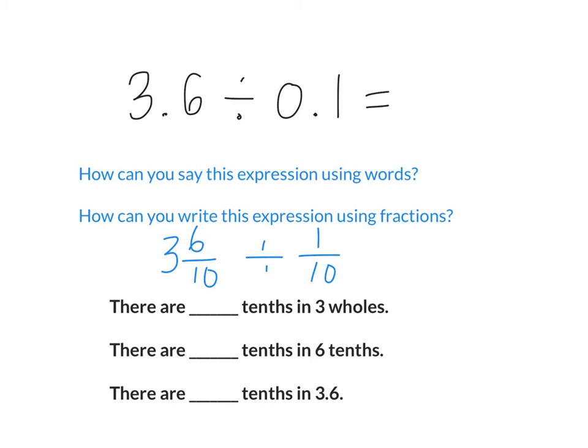Okay, you can do this. Let's take it part by part. How many tenths are there in 3 wholes? 30. Okay, so let's write that down. There are 30 tenths in 3 wholes. How many tenths are there in 6/10? 6. So how many tenths are there in 3 and 6/10? 36. Very good.